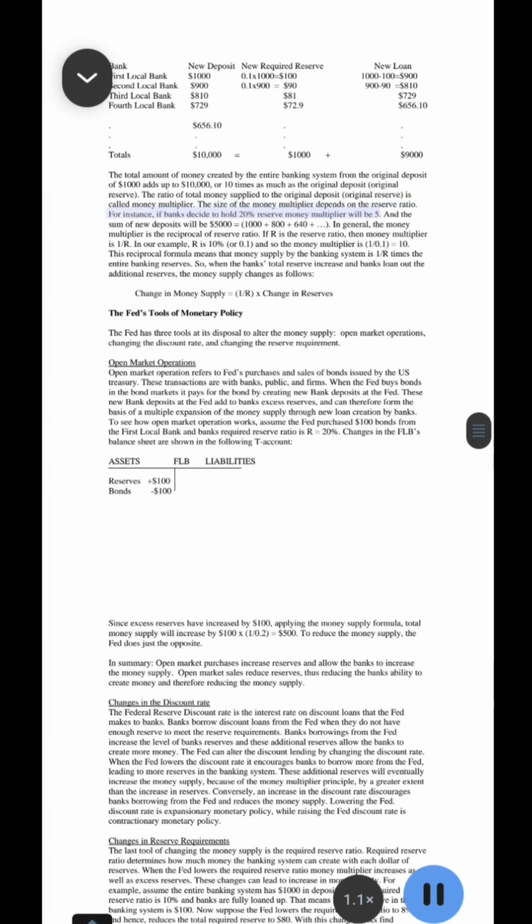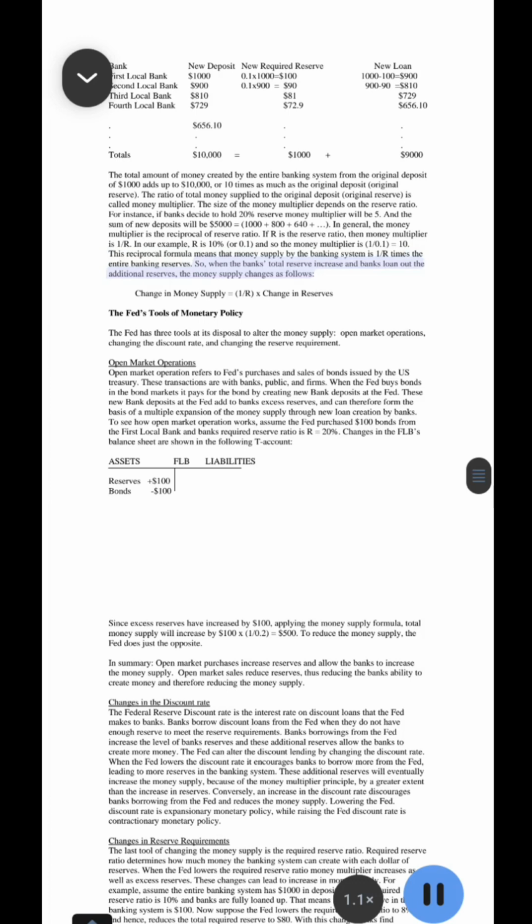For instance, if banks decide to hold a 20% reserve, the money multiplier will be 5. And the sum of new deposits will be $5,000 equals 1,000 plus 800 plus 640 plus so on. In general, the money multiplier is the reciprocal of the reserve ratio. If R is the reserve ratio, then the money multiplier is 1/R. In our example, R is 10% or 0.1, and so the money multiplier is 1 over 0.1 equals 10. This reciprocal formula means that the money supply created by the banking system is 1/R times the entire banking reserves.